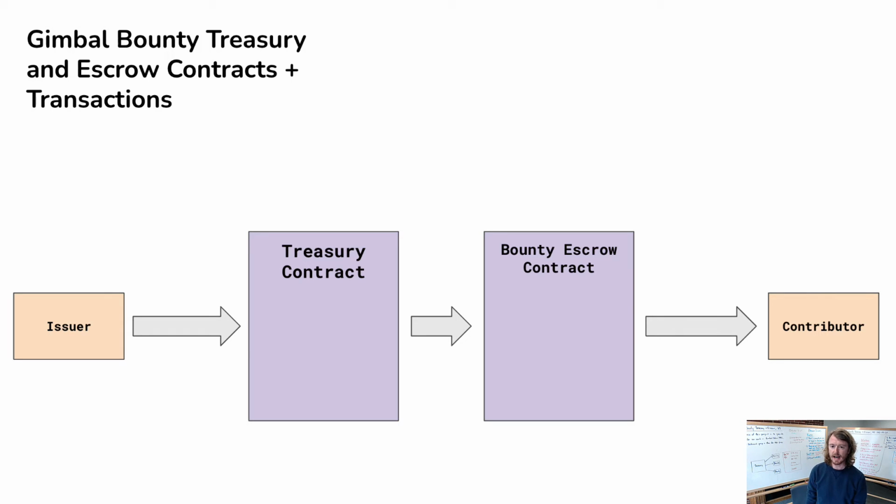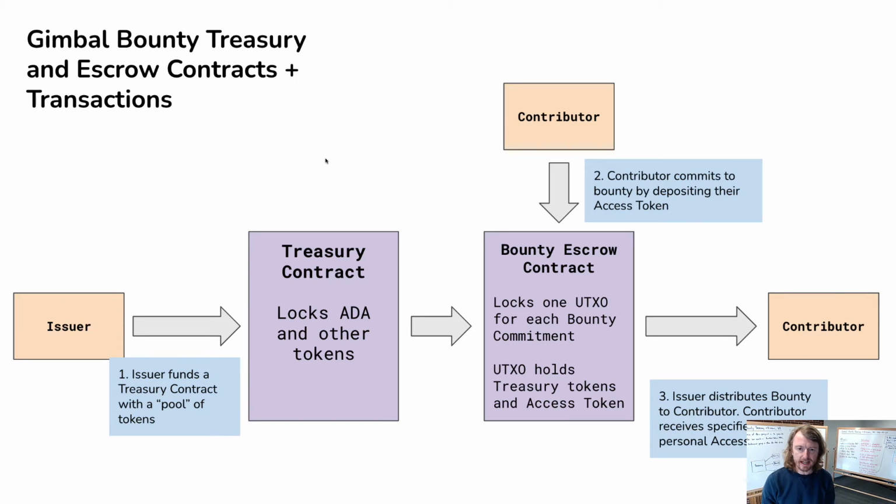Let's just take a look at a high level about what this thing is so we can get an idea of it. At a very high level, you've got issuers who hold some funds, can deposit into some treasury contract. Funds are then unlocked from that treasury contract and held in a bounty escrow, where they're finally unlocked and sent to contributors. So these arrows each represent transactions that are going to happen. All right, let's go a little deeper than this just to understand it better.